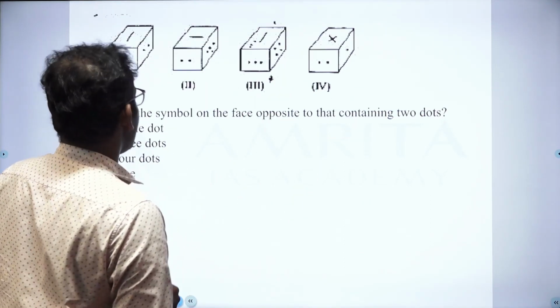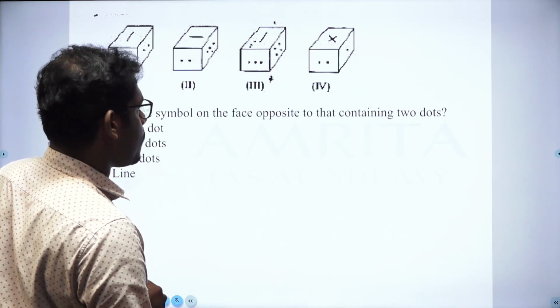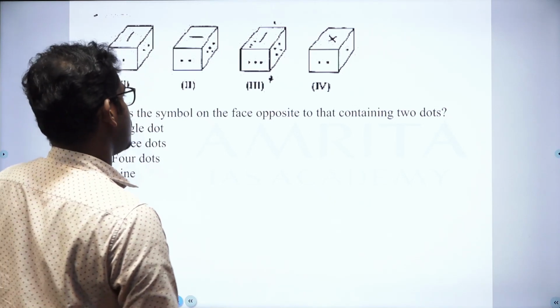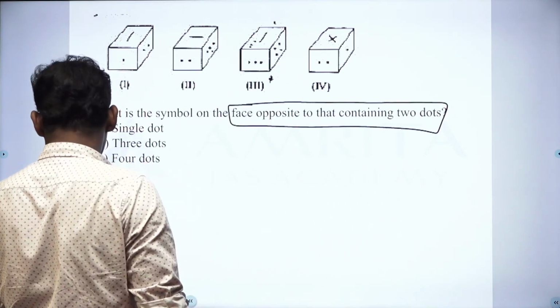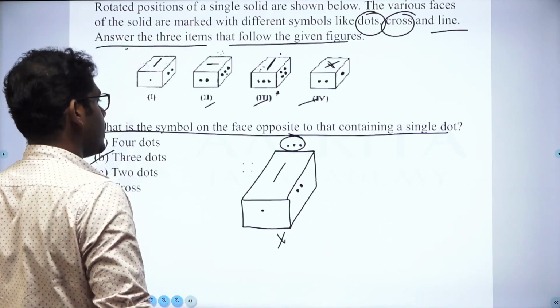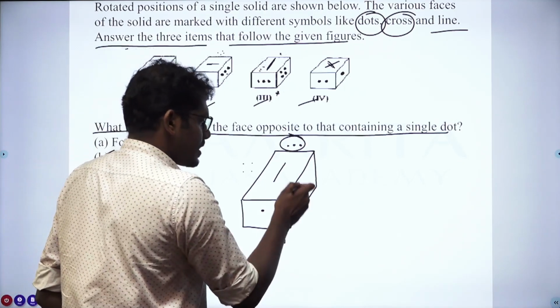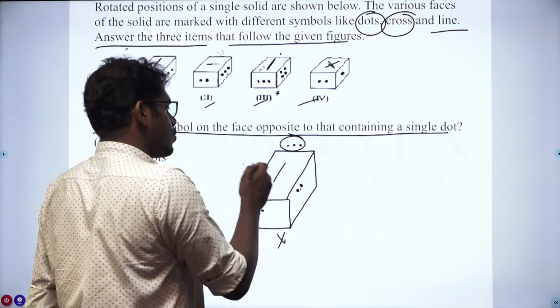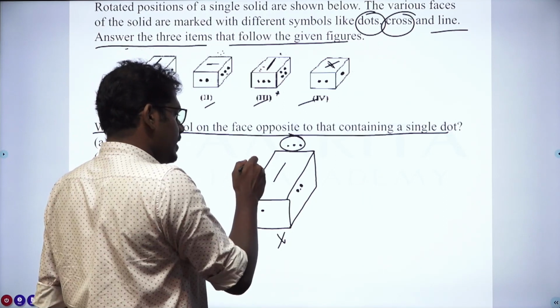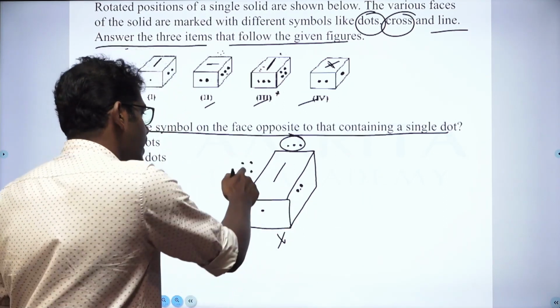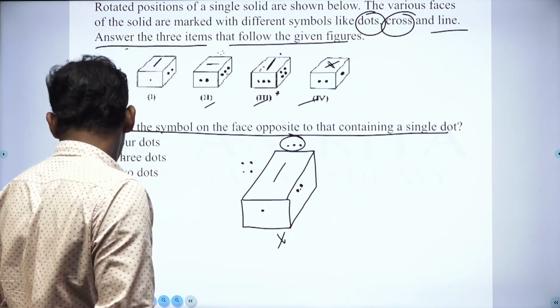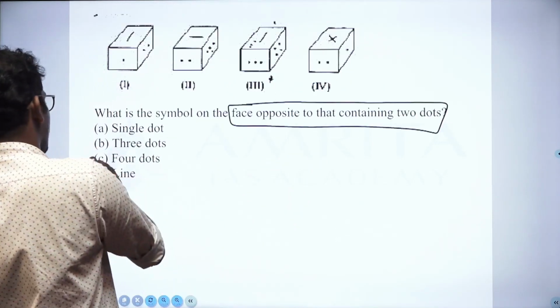Next one. What is the symbol on the face opposite to that containing 2 dots? Face opposite to that containing 2 dots. Okay, 2 dots. This is the face containing 2 dots. We have to find the face that is opposite to the face containing 2 dots. What is it actually? It is the 4 dot face. So the answer is 4 dots.